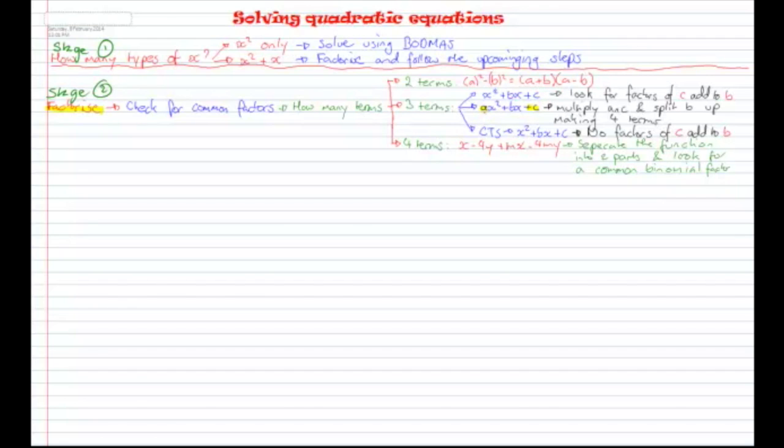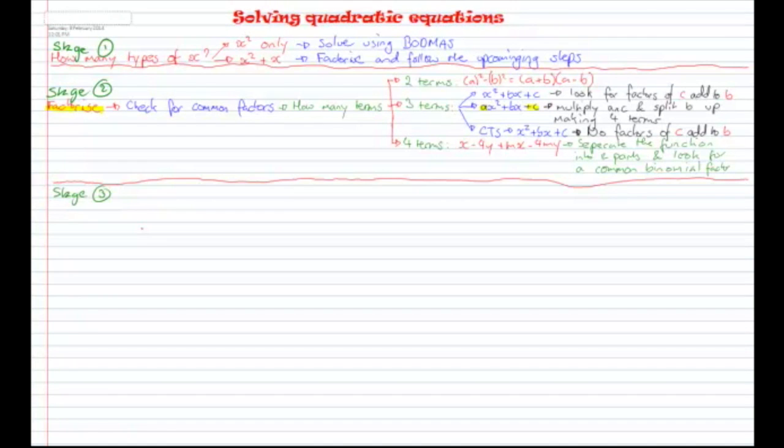And if you do have an a out the front of the x squared, well then you're going to multiply a by c, and you're going to factorise as if you've got 4 terms after that. And of course, if you don't have a number out the front of the x squared, but there's no factors of c that add to b, then what we're going to do is complete the square. And finally, if you've got 4 terms, that is something like x minus 4y plus mx minus 4my, what you're going to do is separate the first 2 terms and separate the last 2 terms, and then look for a common binomial factor in order to factorise.